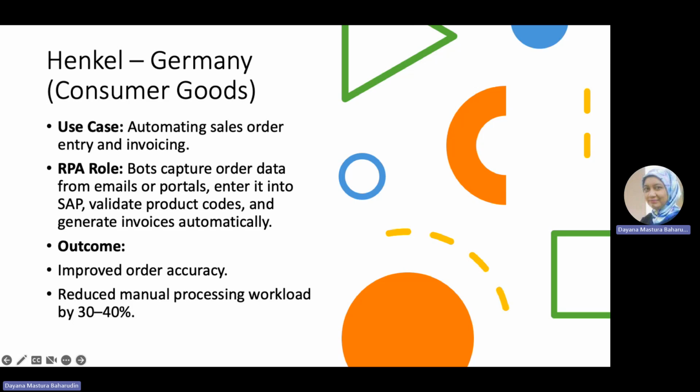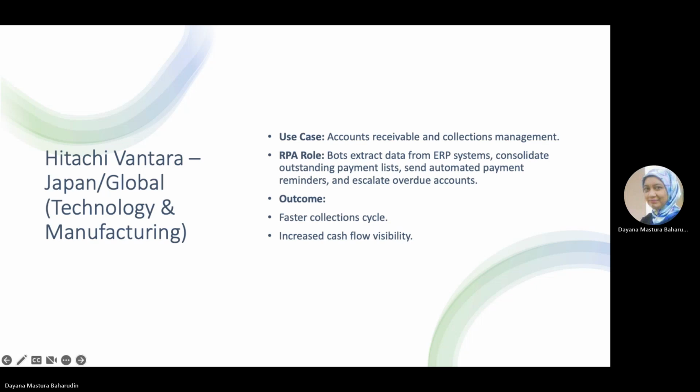Henkel, Germany, consumer goods, automating sales order entry and invoicing, RPA role. Bots capture order data from emails or portals, enter it into SAP, validate product codes, and generate invoices automatically. So everything is looking at improved order accuracy, reduced manual processing workload by 30 to 40%. Okay, Hitachi Vantara from Japan, looking at the accounts receivable and collections management.